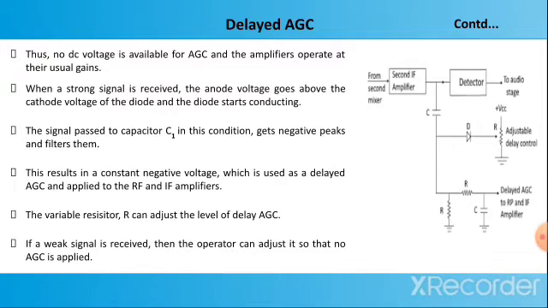When a strong signal is received, the anode voltage goes above the cathode voltage of the diode and the diode starts conducting. The signal is passed to the capacitor C1 in this condition, which gets the negative peaks and filters them. This results in a constant negative voltage which is used as the delayed AGC and applied to the RF and IF amplifiers. The variable resistor R can adjust the level of delayed AGC. If a weak signal is received, then the operator can adjust it so that no AGC is applied.